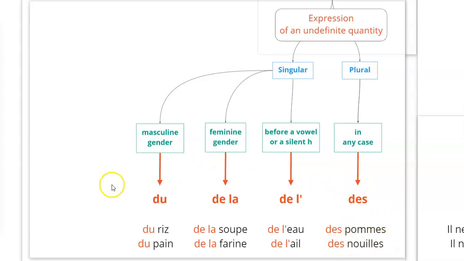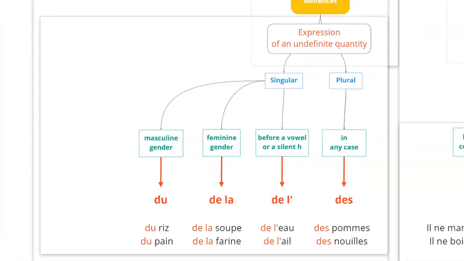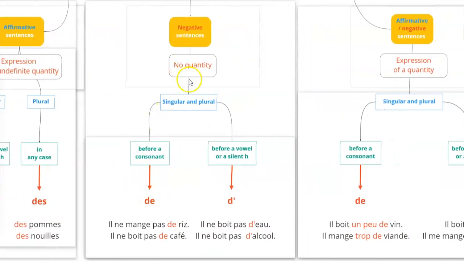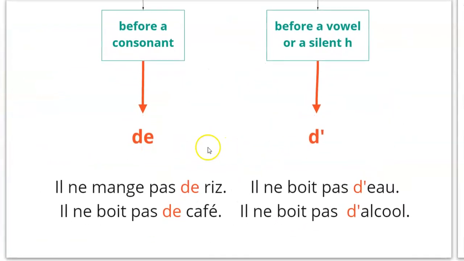Okay, so we have seen here the affirmative sentences using the partitive article for expressing an indefinite quantity. Here the quantity is not definite. So now let's see the negative sentences. In negative sentences, no quantity is expressed because there is nothing. It's the negative form. So let's see in some detail.